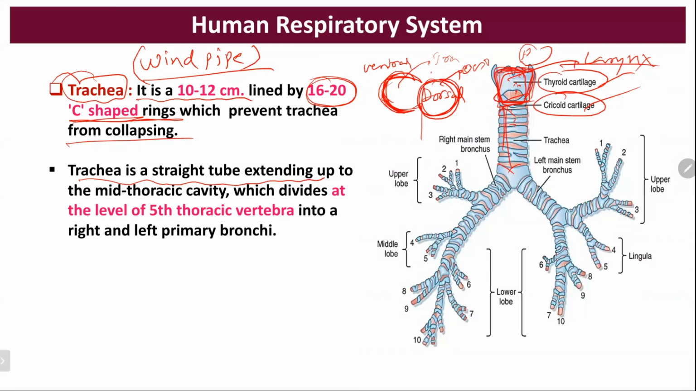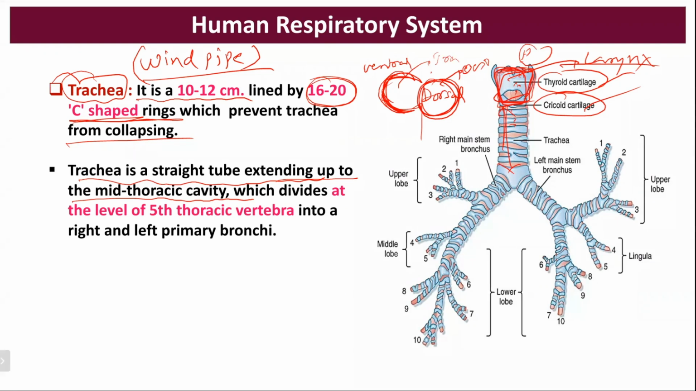So you can clearly see here, trachea is a straight tube or not? Yes, it is a straight tube extending up to the mid thoracic cavity. You see here, pharynx opens into the laryngopharynx. Pharynx opens into what? Larynx through the glottis, and the larynx continues as what? Trachea, and the trachea passes through the neck, and that runs up to the middle of the thoracic cavity.